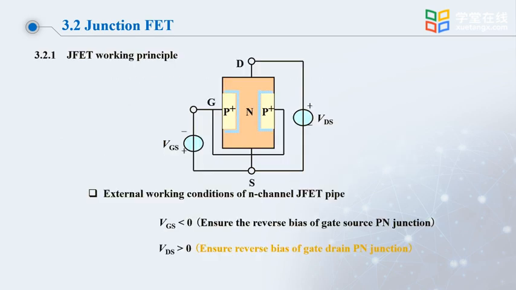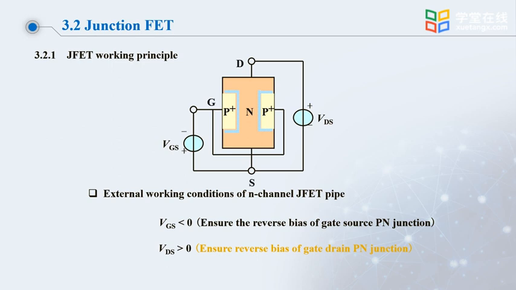We take the N-channel junction FET as an example to analyze how the junction FET works. For the N-channel junction FET, the external working conditions are that the grid potential is at the lowest point, that is, the grid source voltage VGS is less than 0, while the drain source voltage is greater than 0. So the potential relationship of the three electrodes is: the grid has the lowest potential, the source is in the middle, and the drain has the maximum potential.